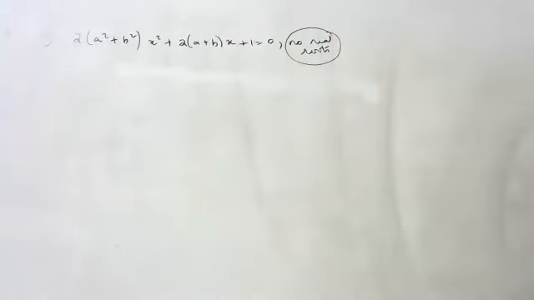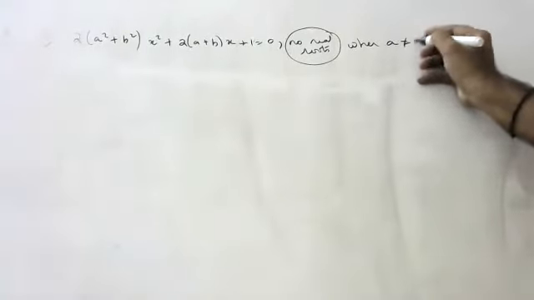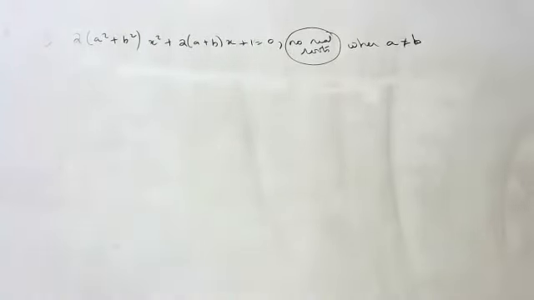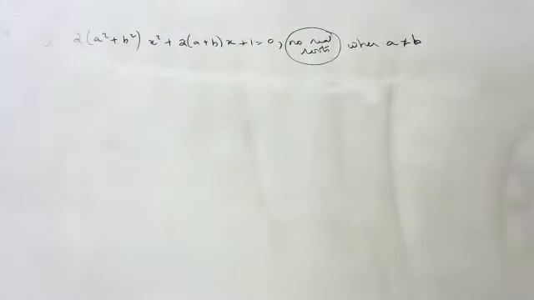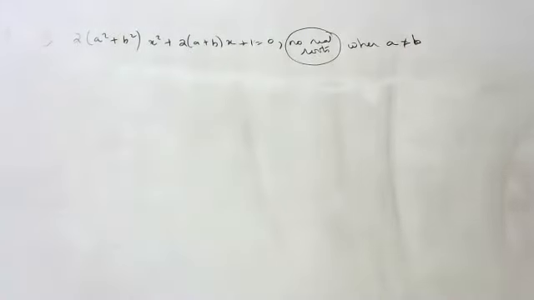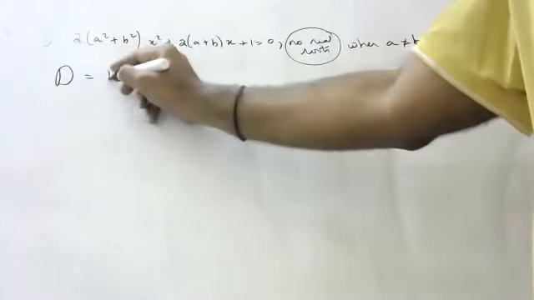The condition is no real roots when a is not equal to b. He is asking to show that this has no real roots. Okay, let's find the discriminant, children. Simple, don't worry about that. What is the formula for the discriminant?